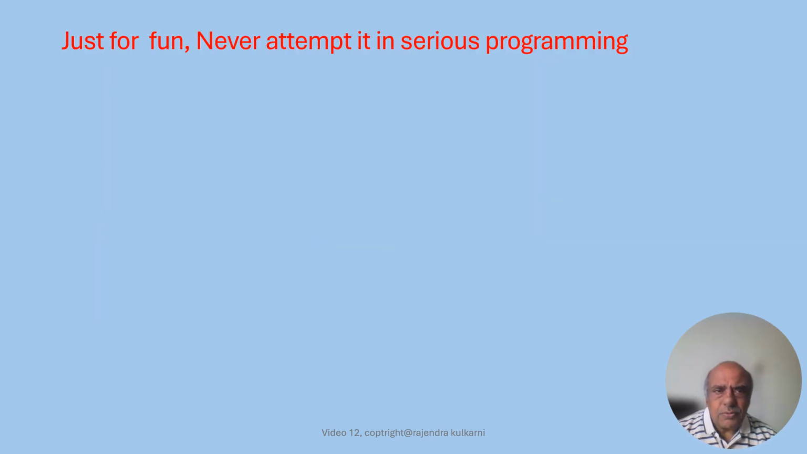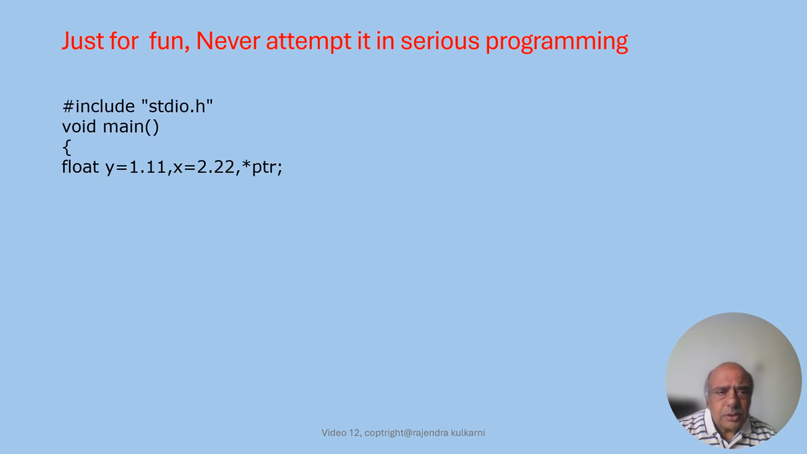Now let us go for a simple but a fun program. Please note, the logic used in this program should never be attempted in actual serious programming. Why? That we'll come to know when we go through the program. There are two float variables, x and y, assigned with values, and a third, star PTR, is a pointer variable of type float.